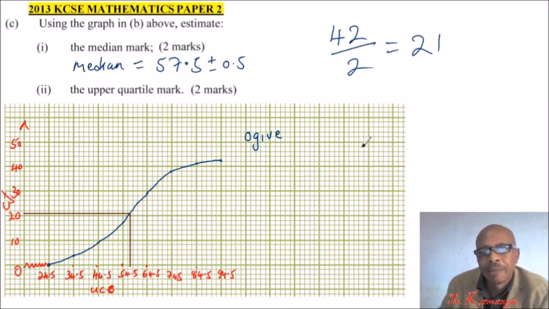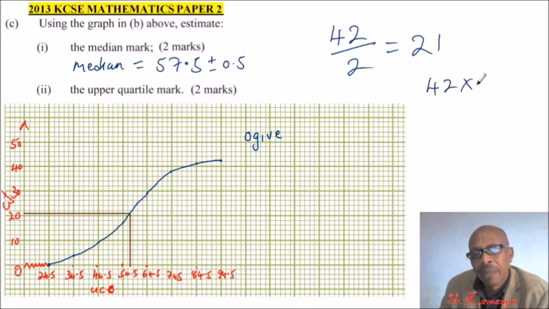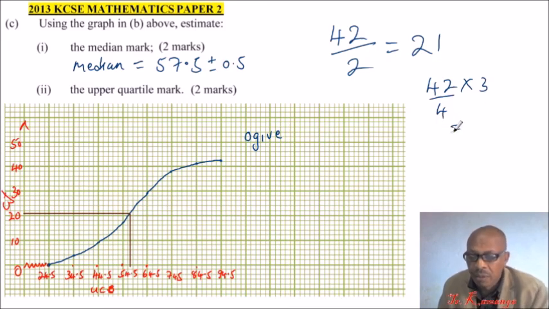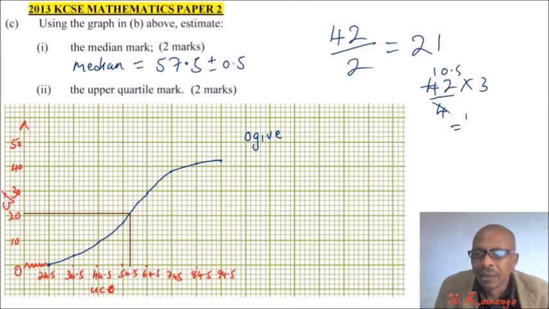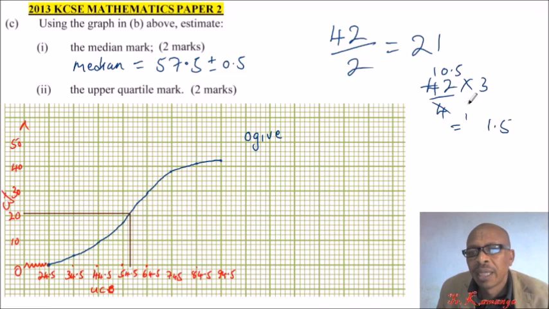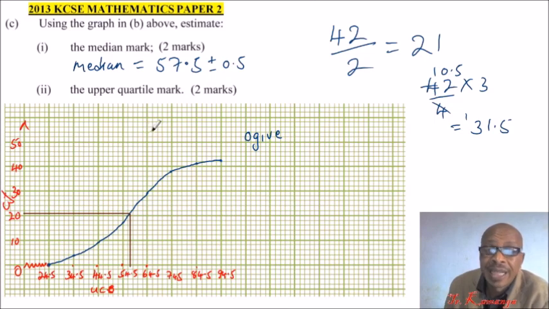Then the upper quartile. The upper quartile is the 3/4. So you take 42, divide by 4, and multiply by 3. When you divide, you get 10.5, and when you multiply by 3, you get 31.5. So the upper quartile is at 31.5.